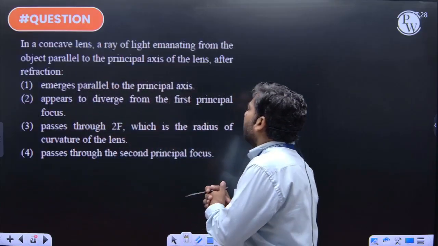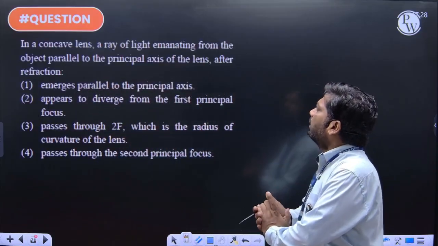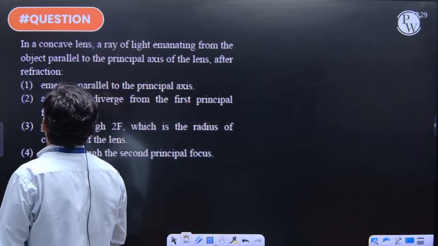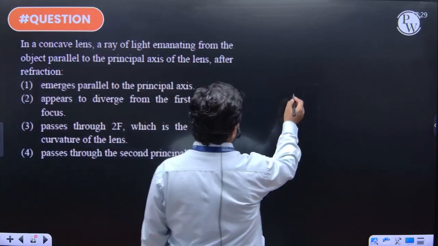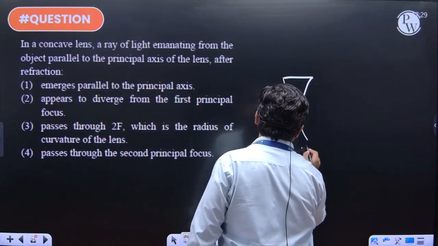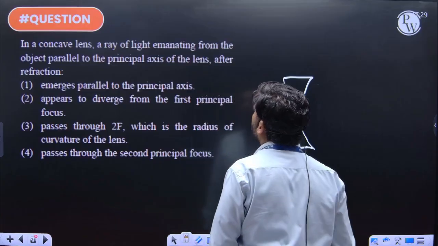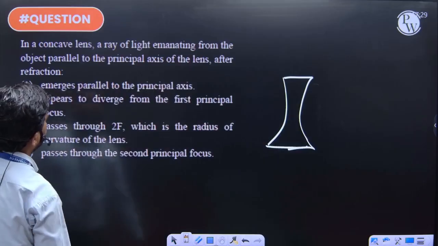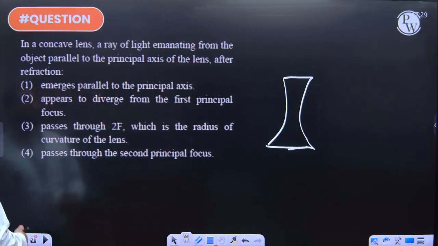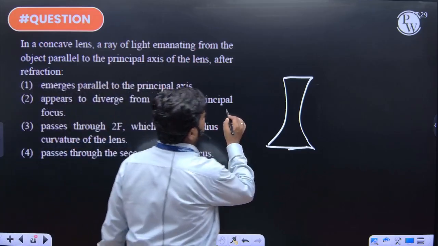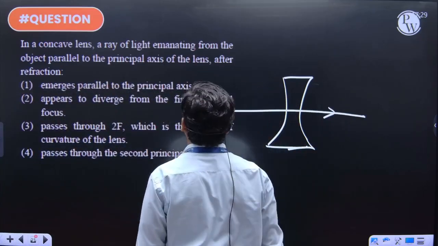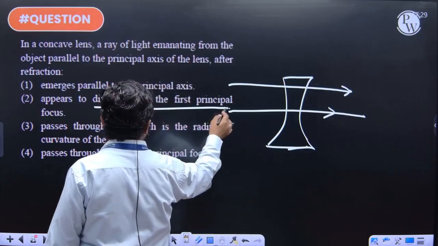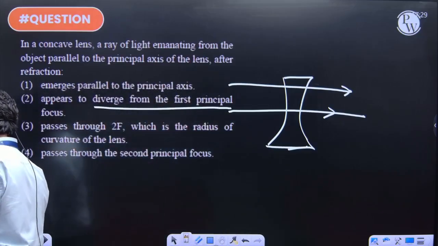In a concave lens, a ray of light emanating from the object parallel to the principal axis of the lens, after refraction. We are talking about a concave lens. So this is our concave lens. What will happen when the ray of light, which is emanating and is parallel to the principal axis, after refraction? Any ray of light which is parallel to the principal axis appears to diverge from the first principal focus.